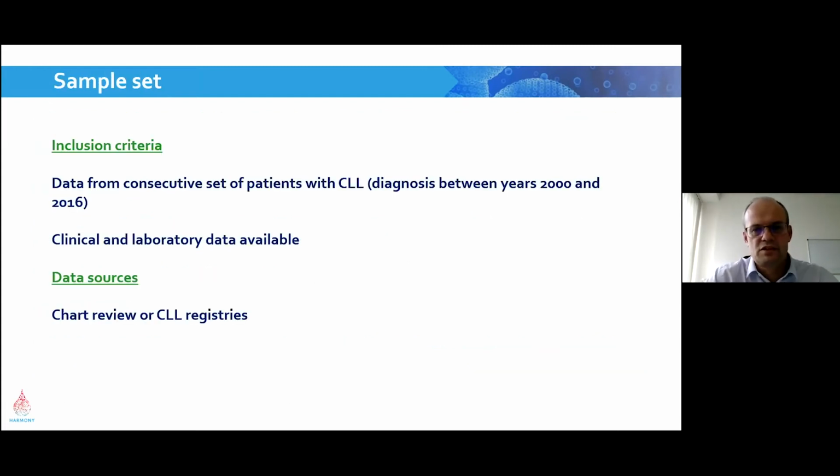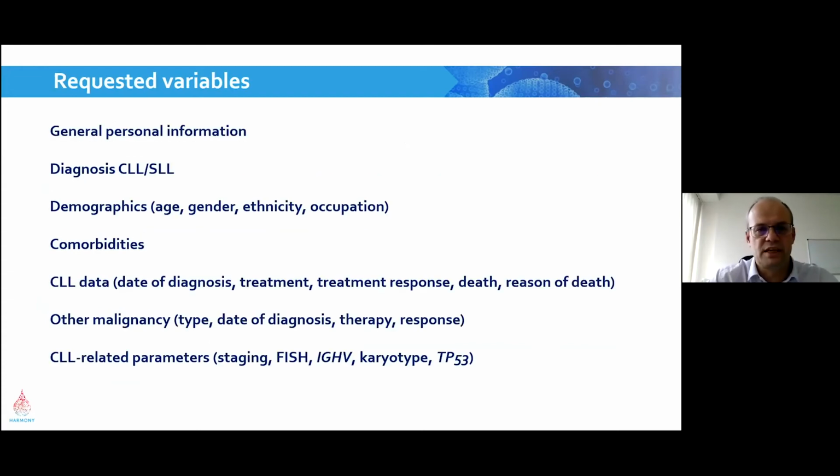Please next. So we decided as inclusion criteria the data from consecutive sets of patients with CLL between years 2000 and 2016, and clinical and laboratory data are available, and data sources are charts review or CLL registries, national or institutional registries. Requested variables are summarized here, so general personal information, type of other malignancies, CLL data, comorbidities, demographics, and CLL-related parameters. Please next.